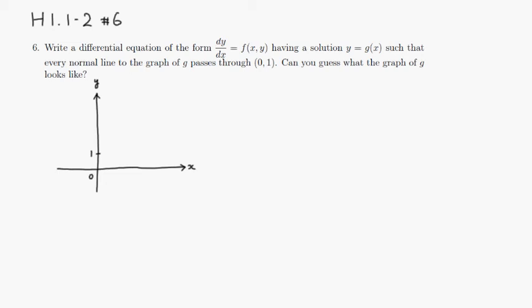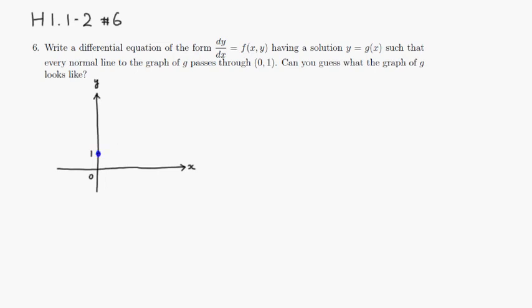Okay, let's look at homework 1.1, 1.2, problem number 6. We want to come up with a differential equation of this form such that the solution curve has a normal line always going through this particular point here. So this is a point right there.